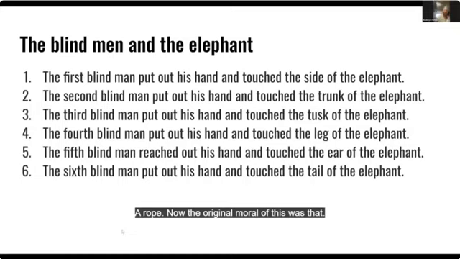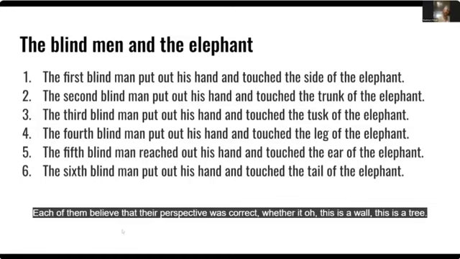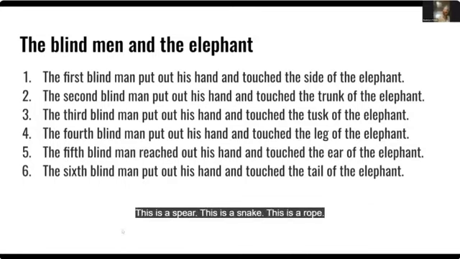Now, the original moral of this was that these men ended up fighting about what they believed it was. Each of them believed that their perspective was correct, whether this is a wall, this is a tree, this is a spear, this is a snake, this is a rope.